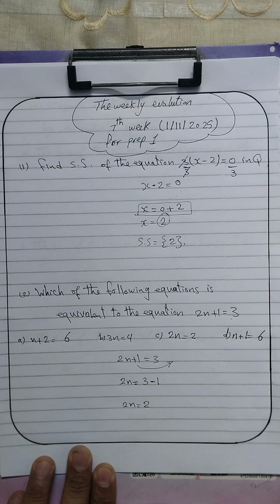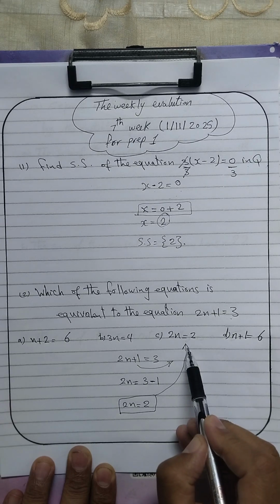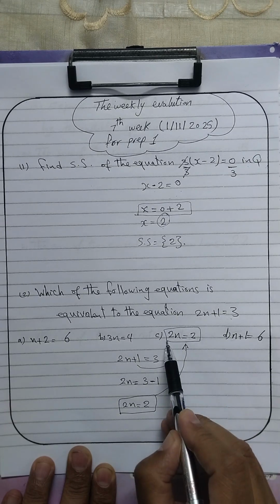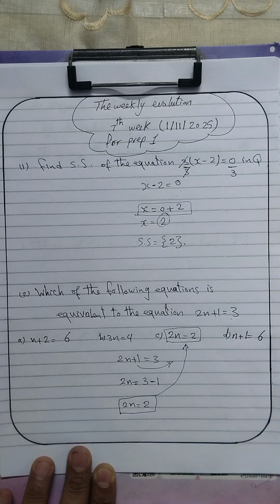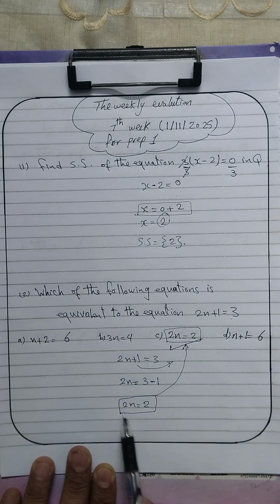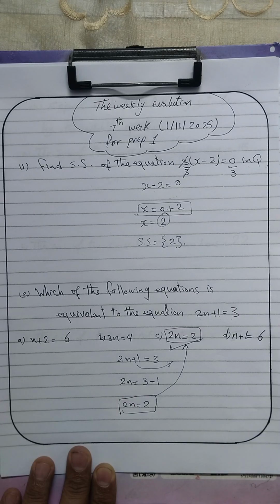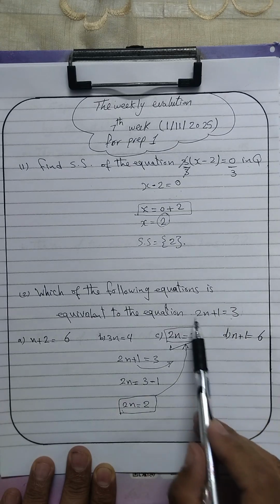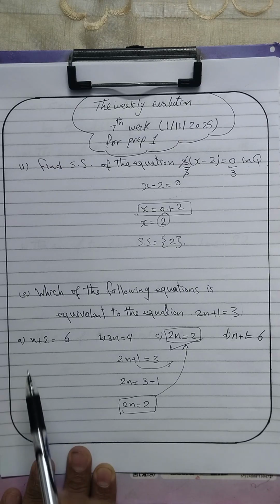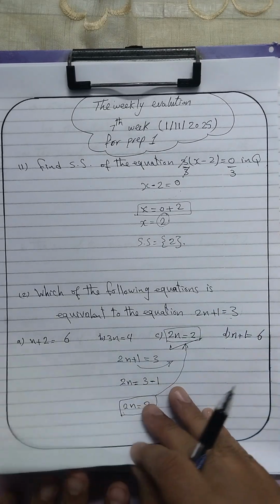Oh yeah, I can notice something here. This equation is equivalent to the equation 2n equals 2. So this is the required equation. So what if I didn't find this equation? I should complete the solution until I find the solution set of this equation and solve each one of them to find the equivalent equation of our equation here.